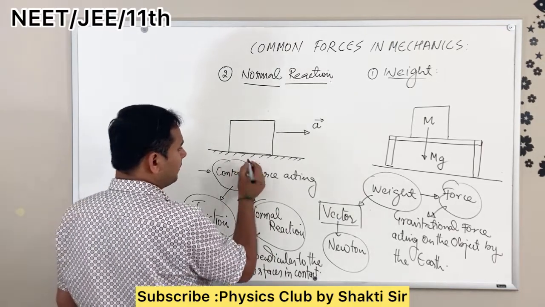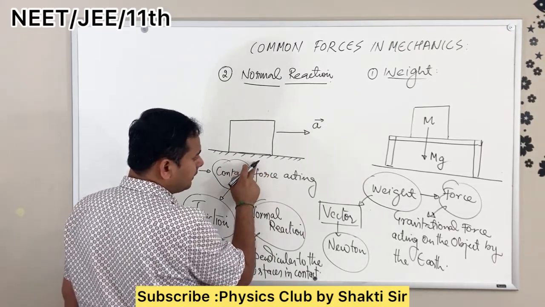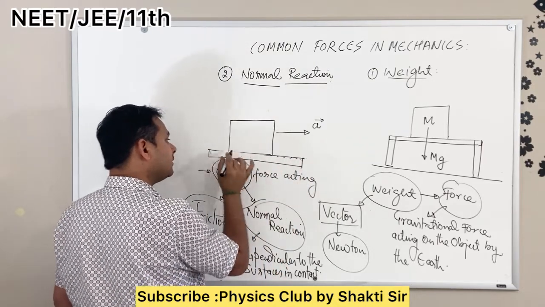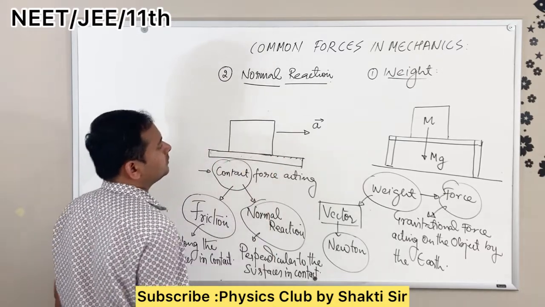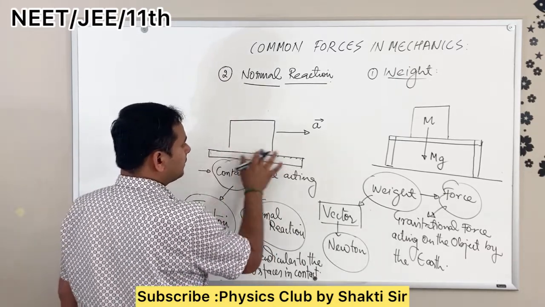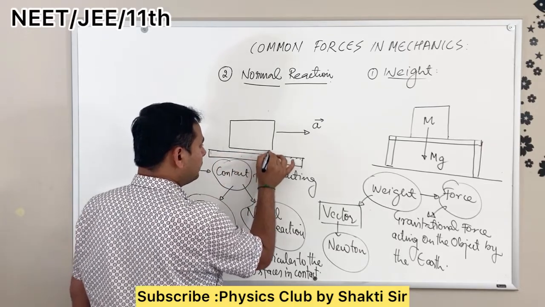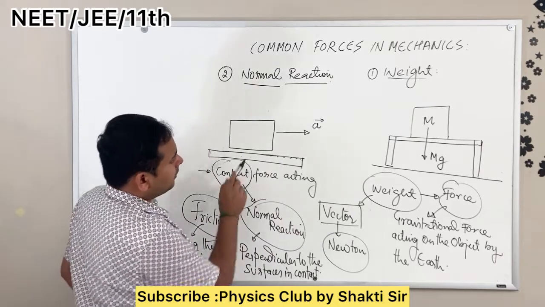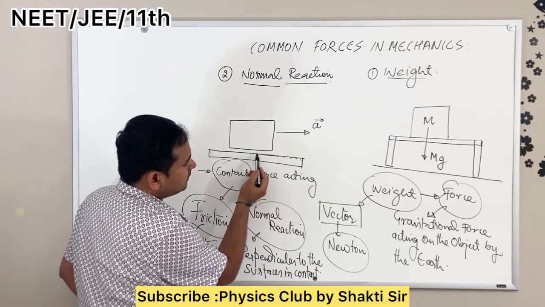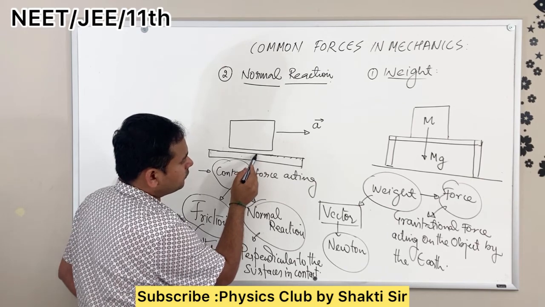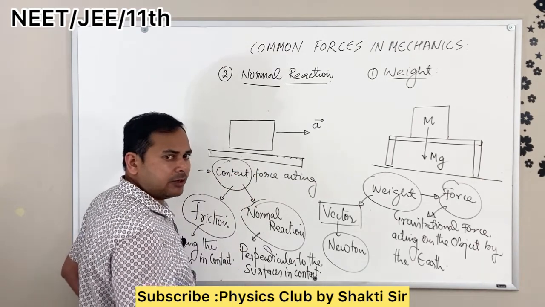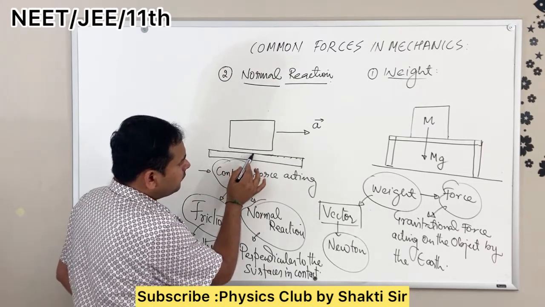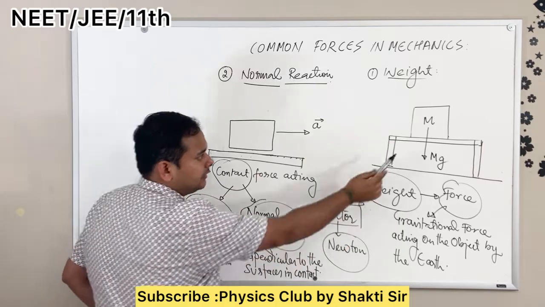So here what's happening, the ground, or we can say this platform, is applying a normal reaction. To make it more simple, let's discuss this. This is one surface, this is the second surface, this is the surface of the block, this is the surface of the ground or platform or table, whatever it is on which the block is placed. So these two surfaces are in contact like this.